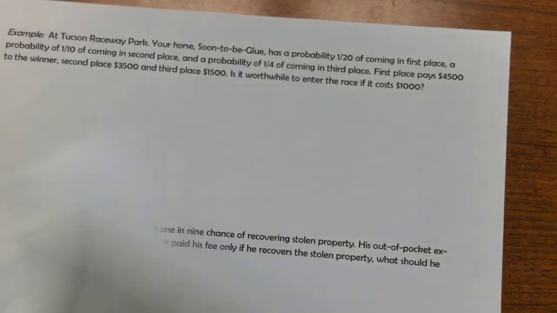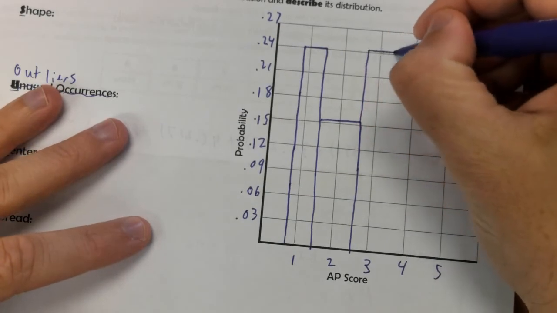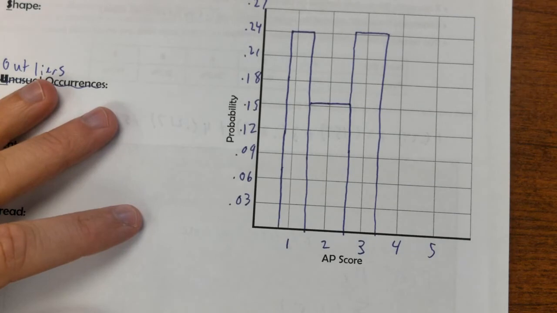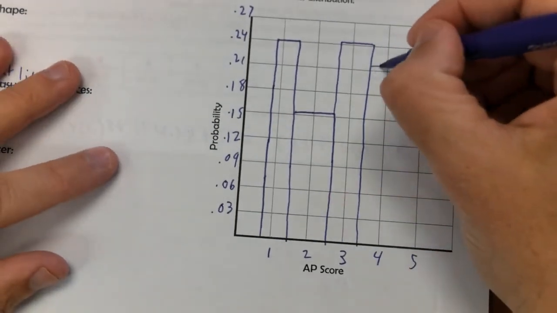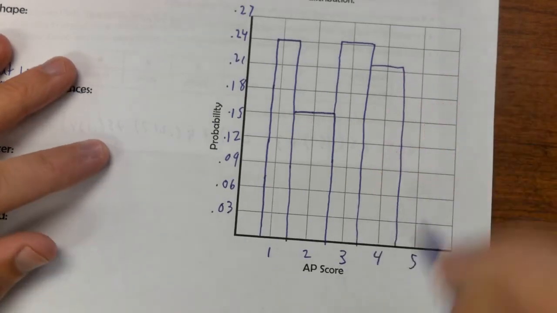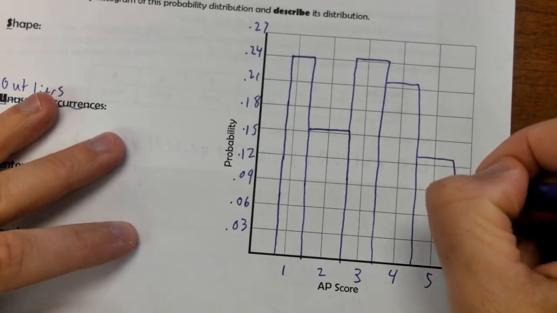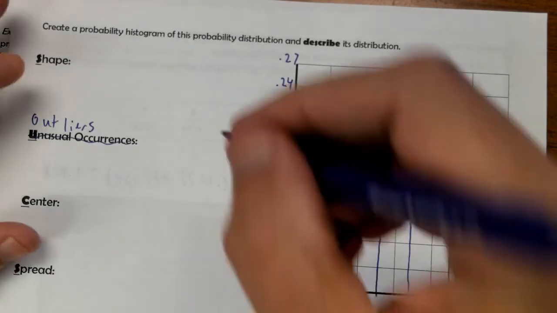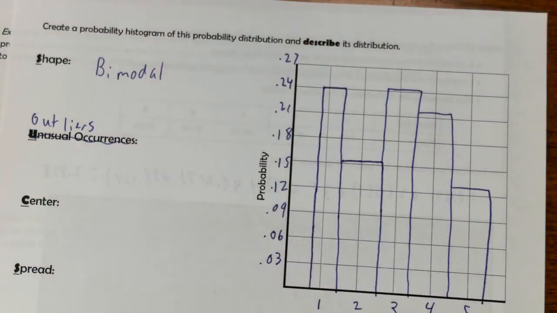For 3, my 3s were a little higher than 24%. Fours. It's a little higher than 21%. And for 5 is about 13%. A little bit higher than 13%. So there's our distribution. So what would the shape of this distribution be? Well, I would call that bimodal. I don't know if we have enough to say if it's skewed right or skewed left. Definitely not symmetric, so let's call it bimodal. Outliers, doesn't look like it.